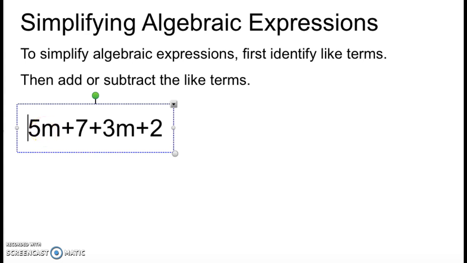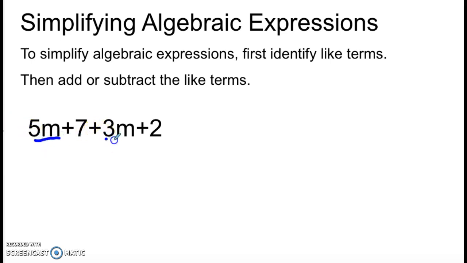So first we have 5m, and then we have 3m. 5m and 3m is 8m. And then we have our constants, positive 7 and positive 2. Positive 7 and positive 2 is positive 9. So 5m plus 7 plus 3m plus 2 simplifies to 8m plus 9.